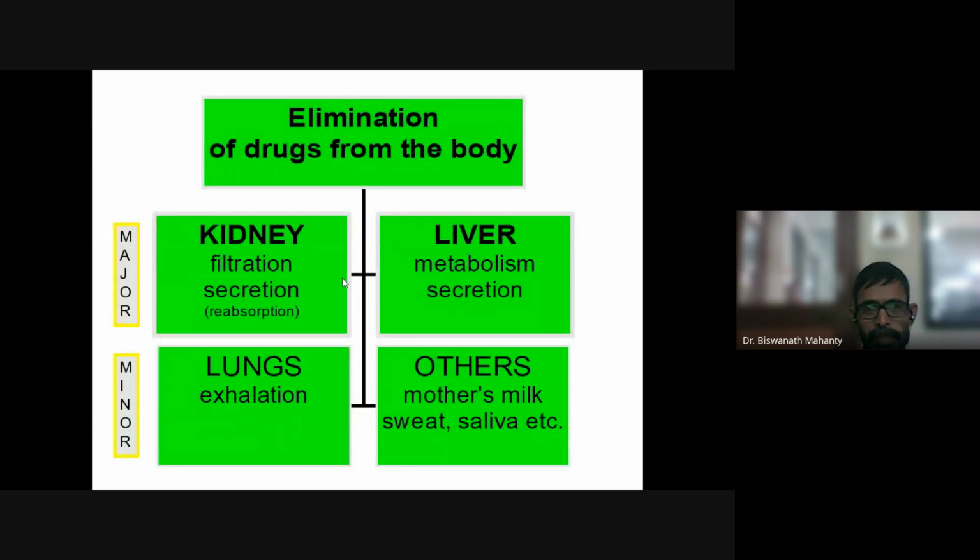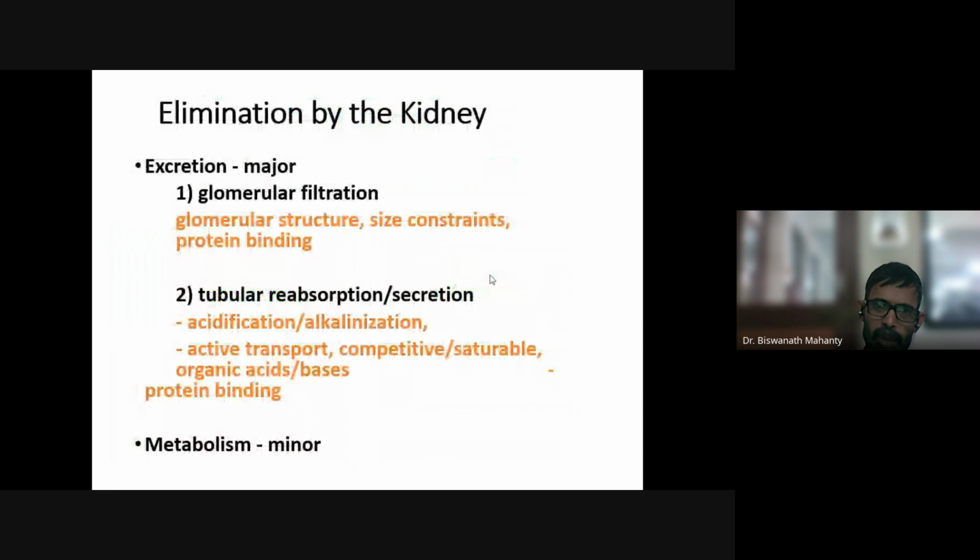For the elimination aspects, there are four important compartments: the liver, with its metabolism; the kidney, with filtration and secretion; and the lungs, with exhalation. These are minor anyway, and other secretions can also happen, like mother's milk and saliva, which are minor losses. But the kidney and liver account for the major loss of drug elimination from the body. Elimination in the kidney, we already know, depends on different parameters, the size of the molecule, binding with protein, and conversions like acidification and alkylation, and metabolism also has a role in minor loss in the kidney.